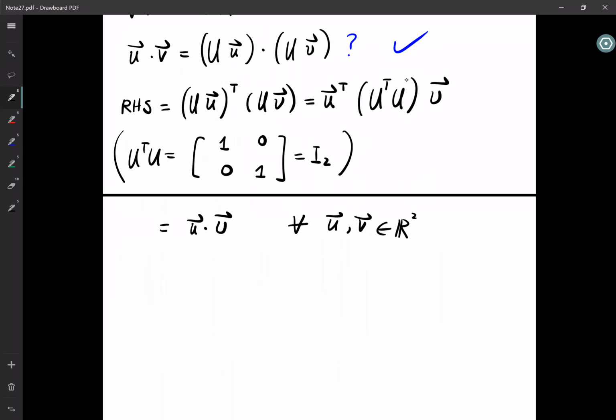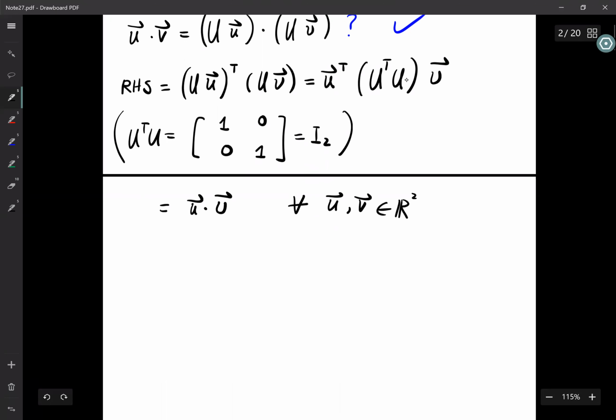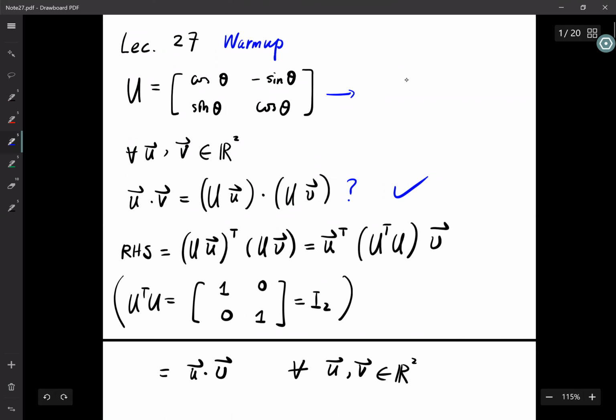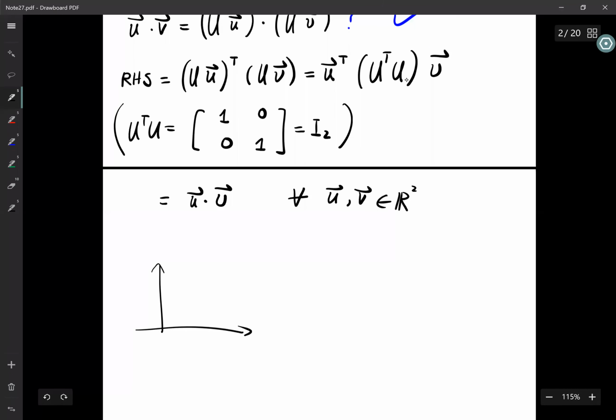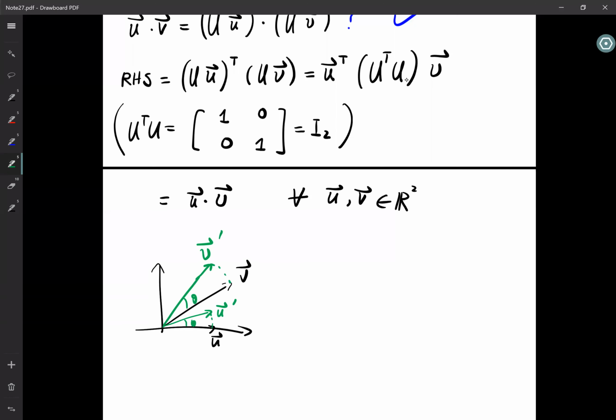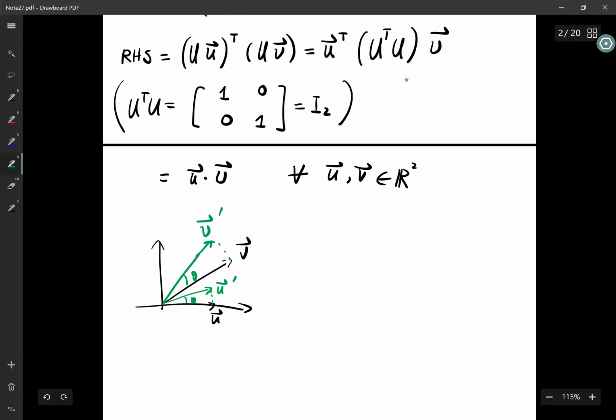We have seen at the beginning of chapter 6 that this allows us to define the inner product and the angle. And this is indeed true, because this matrix is nothing but the rotation matrix in R2. Rotate everything by angle theta. If I start from some vectors u and v, after the rotation u becomes u prime, it doesn't change its norm, and this is theta. v is also rotated by the angle, which becomes v prime. Then the angle between u and v is really the same as the angle between u prime and v prime.